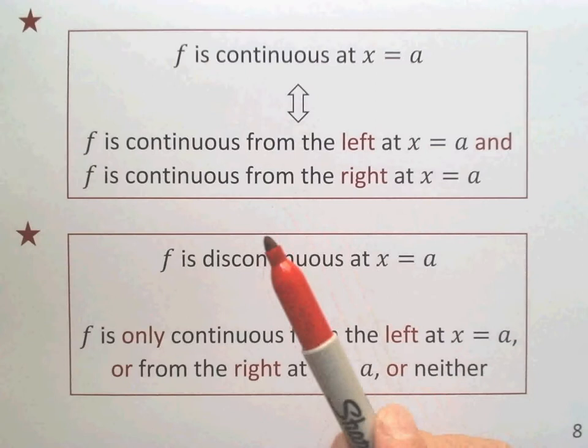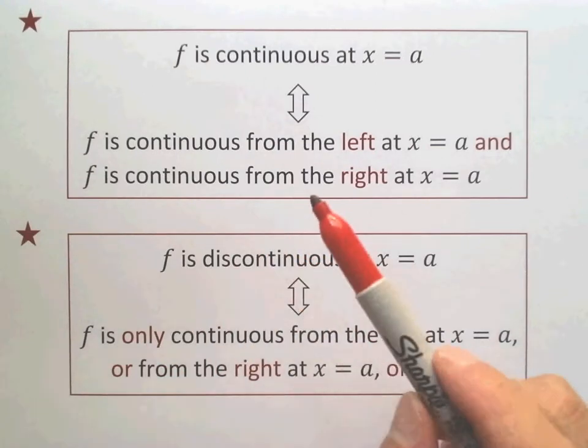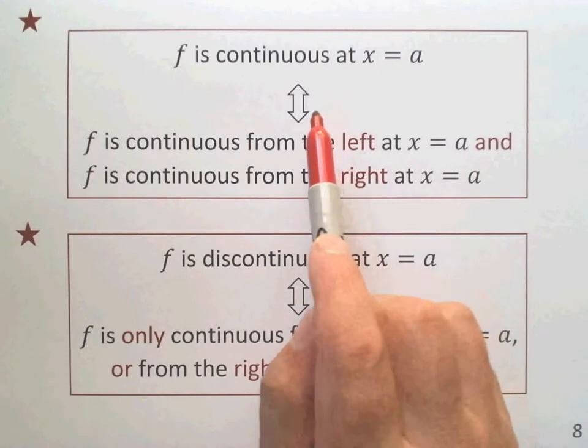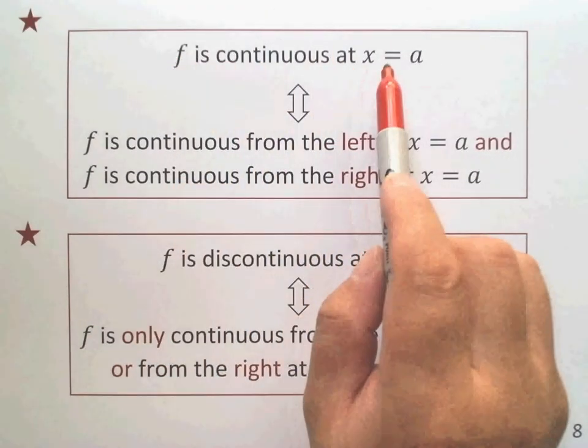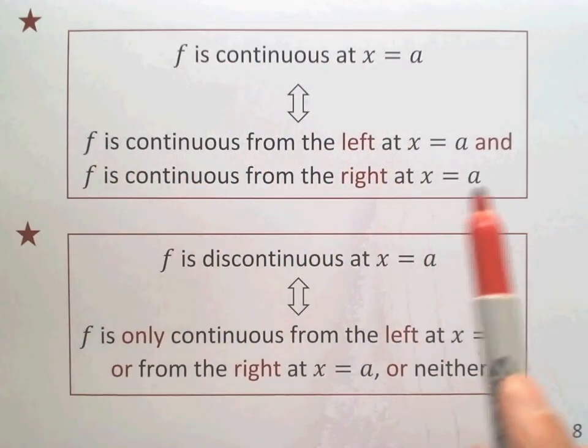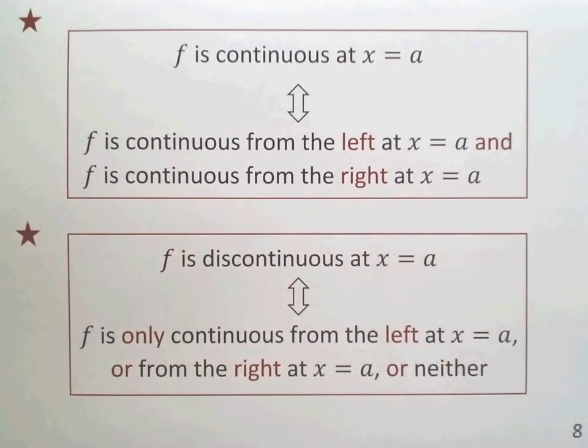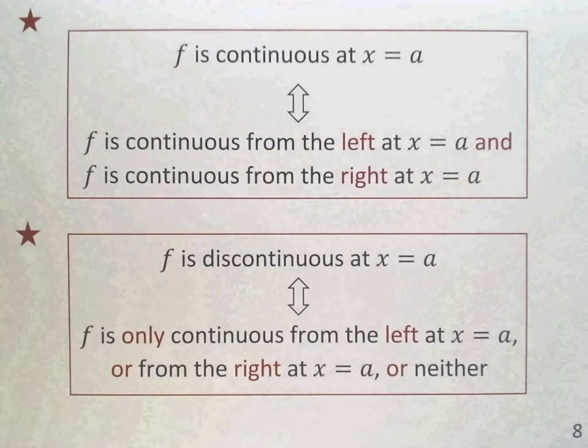If we put the one-sided limit, one-sided continuity and the original continuity together, we have a result. The result says f is continuous at a if it is continuous from the left and continuous from the right. That's definitely true. We should have that.